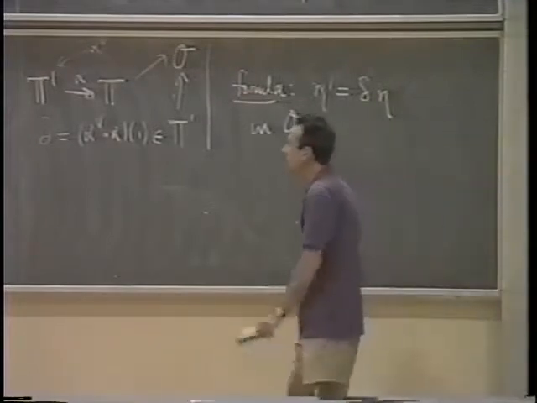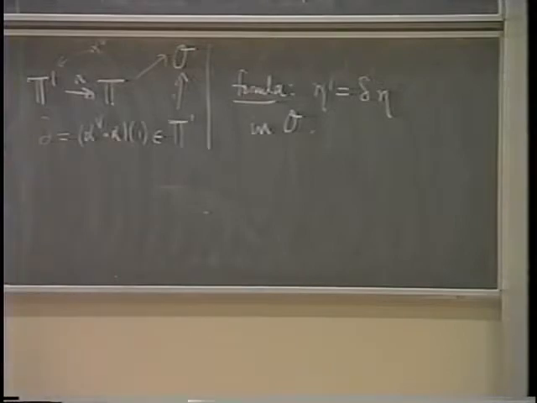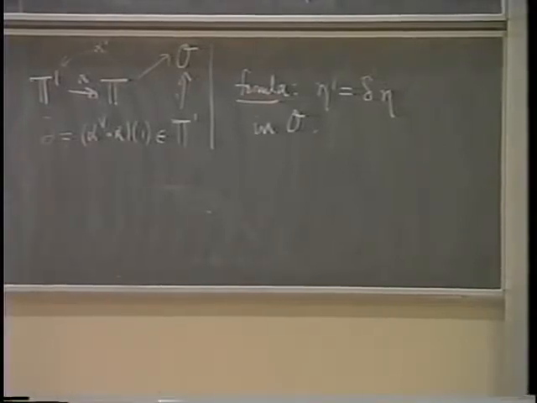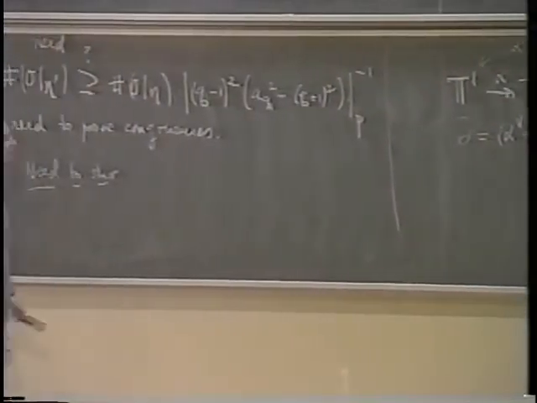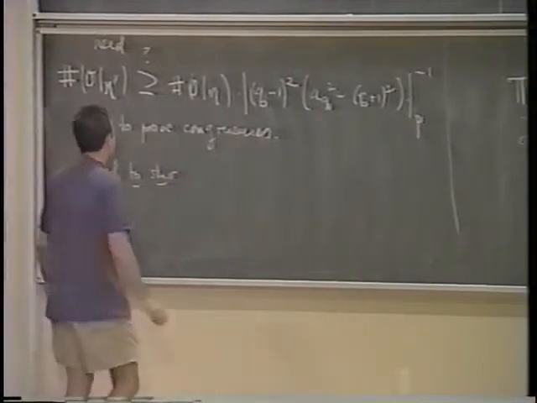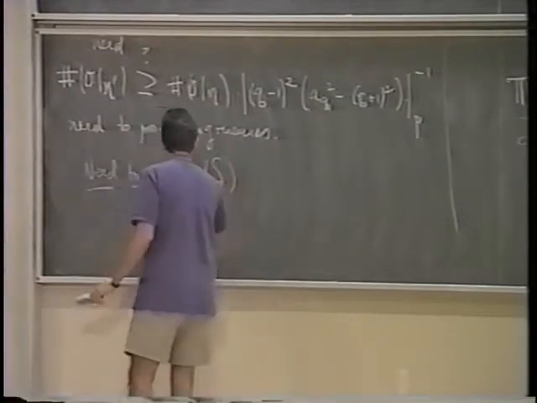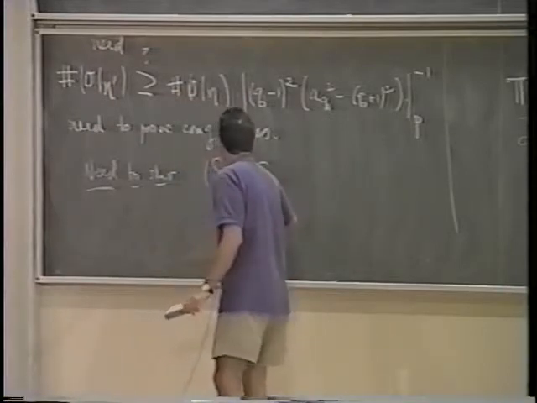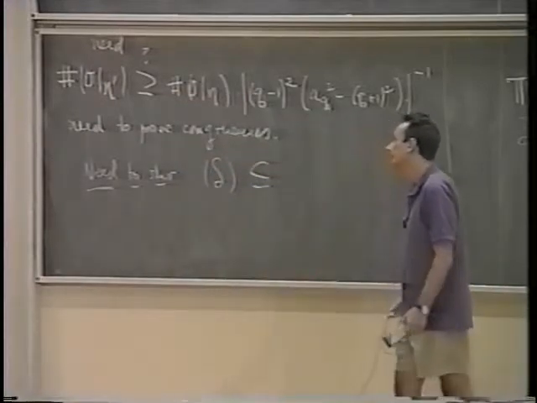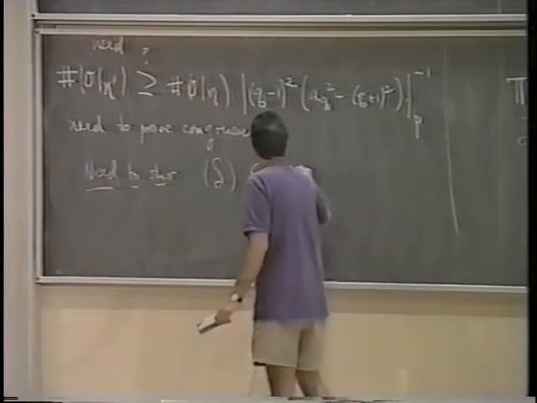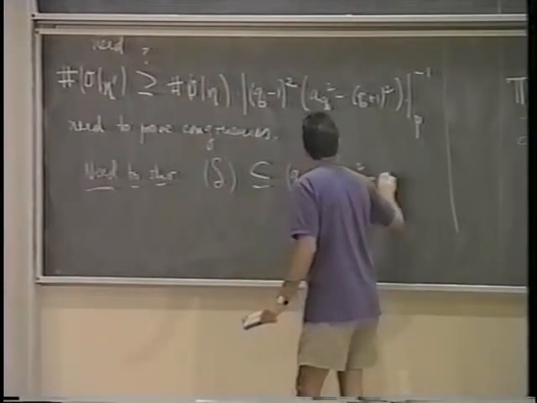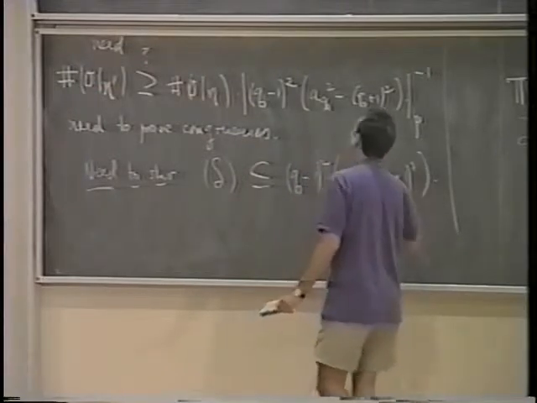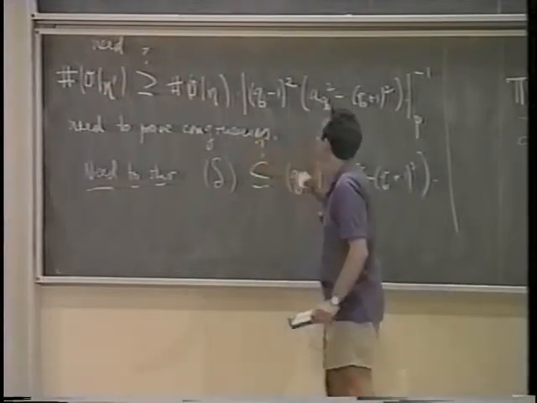And then, of course, what you want to do to reformulate things, you need to show that the order of O mod delta is big, and that's another way of saying that delta, thought of in O, is inside of an ideal, and that's the ideal which is generated by this number (q minus 1) squared times (a_q squared minus (q plus 1) squared). So this is the thing that you need to do.